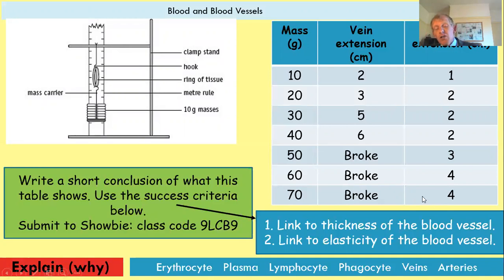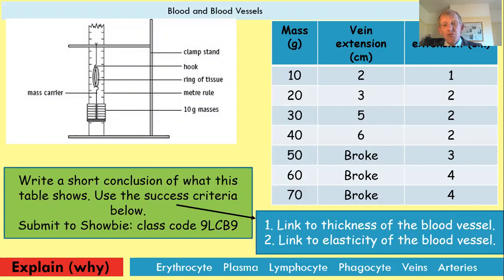What I'd like you guys to do is to think about the lesson that we've just had. Think about the structure and the function of the different blood vessels that we've been looking at. Think about the differences between veins and arteries. And I'd like you to have a go at trying to imagine you've done this experiment. These are your results. And what I'd like you to do is to write a short conclusion as to why these results have occurred. How did you get these results, and why do you think these results have happened?